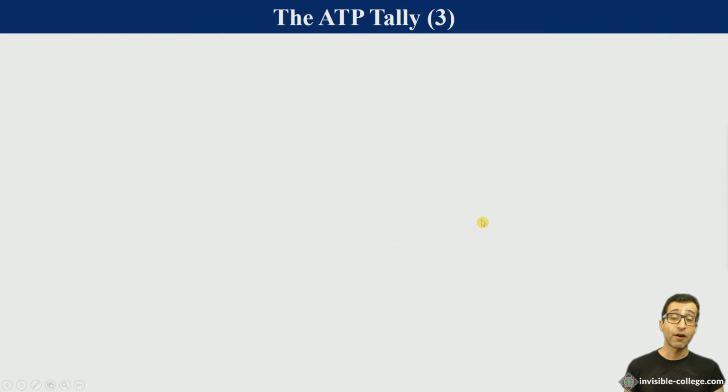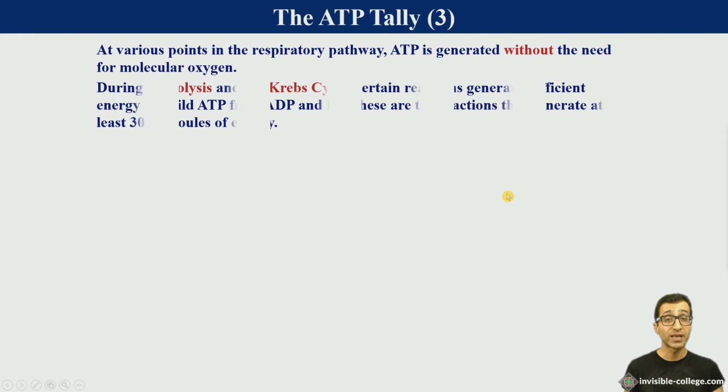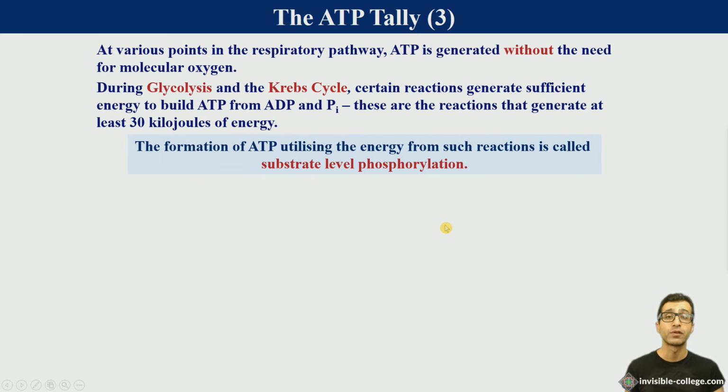So again, at various points in the respiratory pathway, ATP is generated without the need for molecular oxygen. During glycolysis and Krebs cycle, there are certain reactions which generate sufficient energy to build ATP from ADP and phosphate directly. Now, these are the reactions that generate at least 30 kilojoules of energy per mole. So the formation of ATP utilizing the energy from such reactions again is called substrate level phosphorylation.